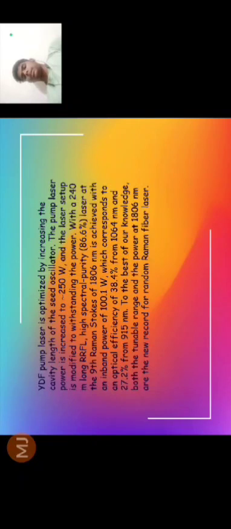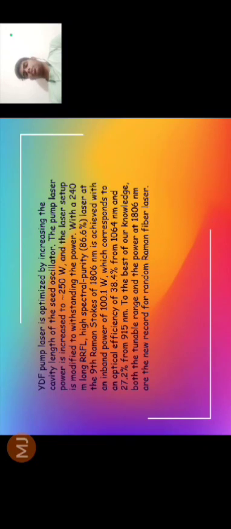The YDF pump laser is improved by increasing the cavity length of the seed oscillator. The pump laser power is increased to 250 watts and the laser setup is modified to withstand the power. With a 240 meter long RFL, a high spectral purity 86.6% laser at the 9th Raman Stokes of 1806 nanometers is achieved with an in-band power of 101 watts, corresponding to an optical efficiency of 38.4% from the 1064 nanometer and 27.2% from the 1915 nanometer.